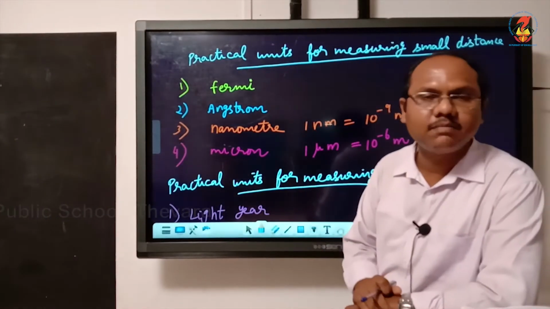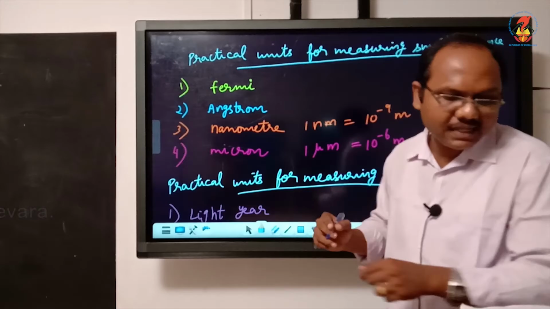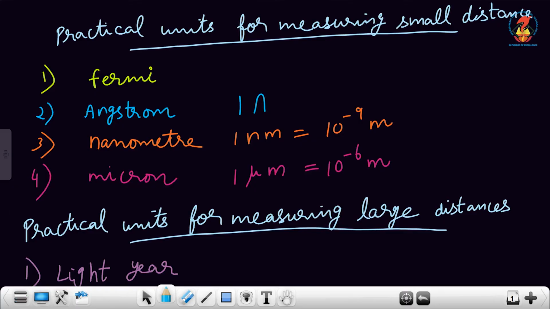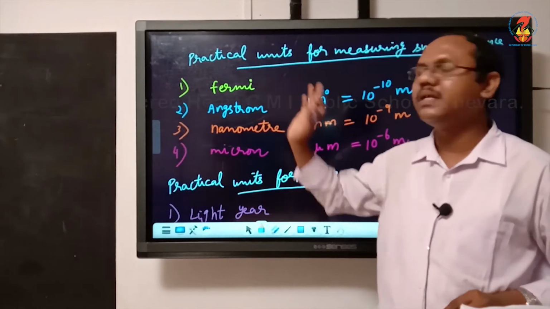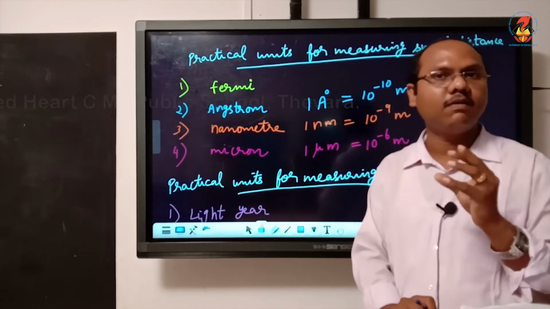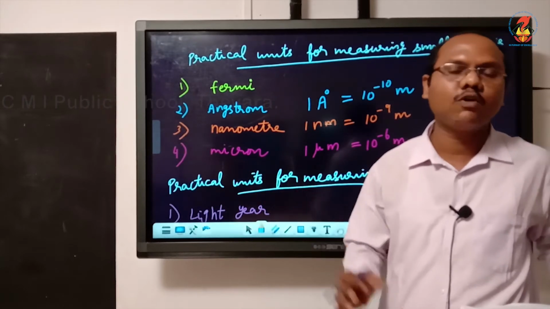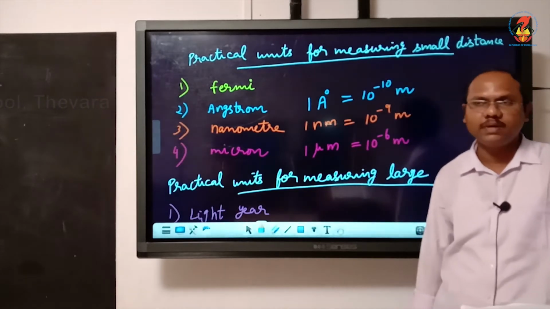And I told about angstrom also. Angstrom also is used to express the wavelength of light. And we write angstrom like this: 1 angstrom, capital A, and you put a 0 on the top of it. So 1 angstrom is 10 raised to minus 10 meter. We can measure the size of the atom also using nanometer or angstrom. So there are two uses. You can measure the wavelength of light using angstrom and nanometer, and you can also express the size of the atom using angstrom and nanometers.